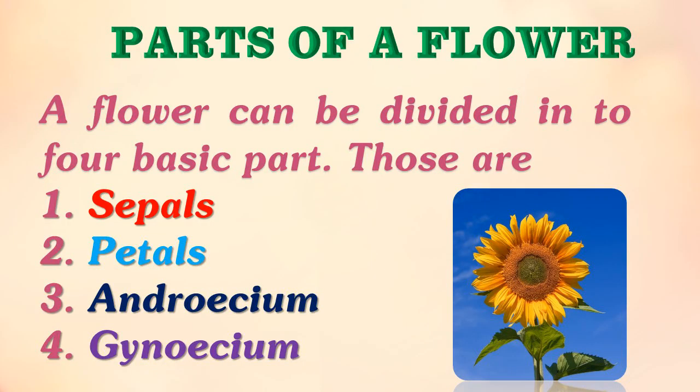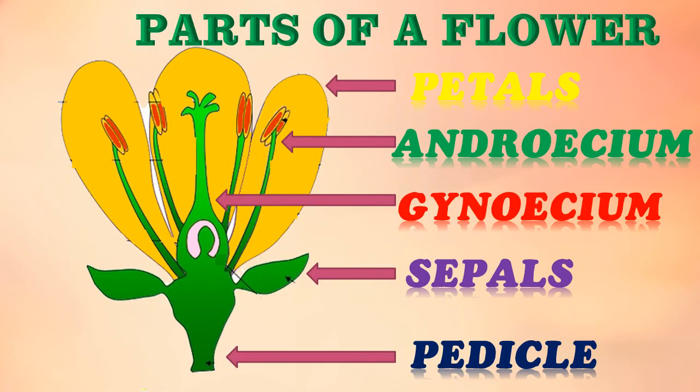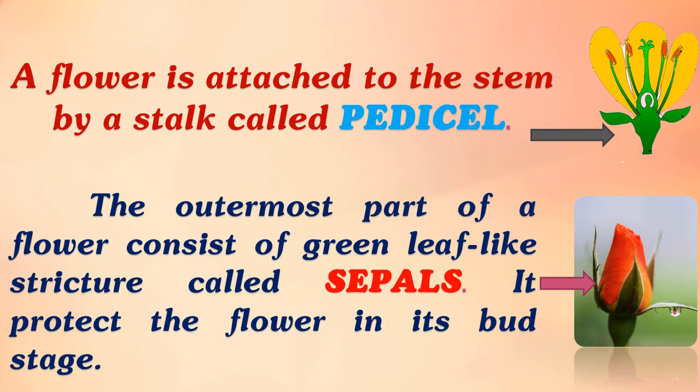Next is our parts of a flower. A flower can be divided into four basic parts. Those are sepal, petal, androecium and gynoecium. In this figure, we can clearly see the petal, sepal, androecium, gynoecium and pedicel of a flower. Now we are going to briefly discuss the parts of a flower. First is our pedicel. The stalk by which a flower is attached to the stem is called the pedicel. You can see in this figure which one is the pedicel.